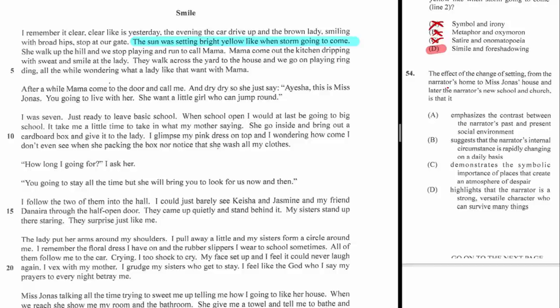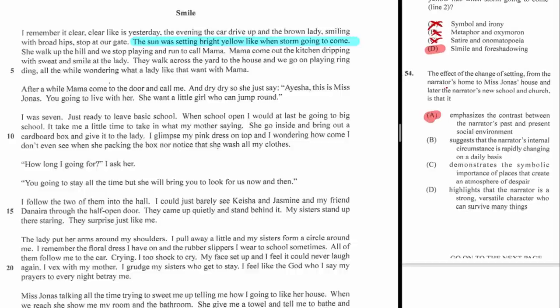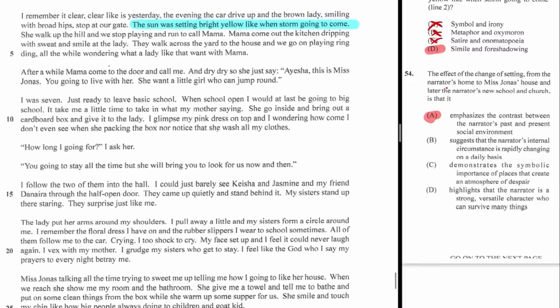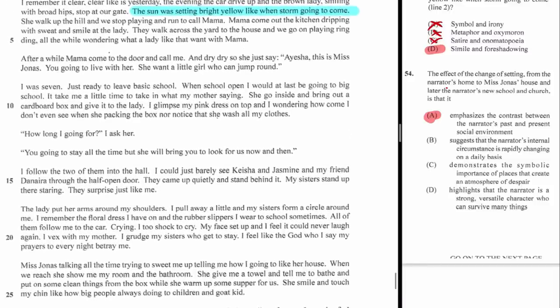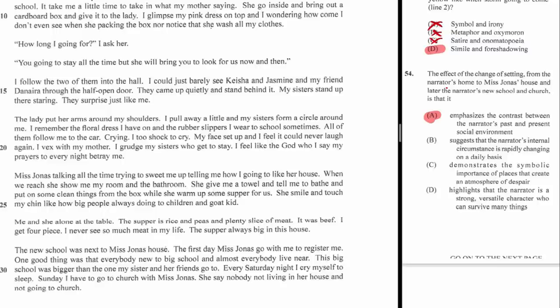54. The effect of the change of setting from the narrator's home to Miss Jonas's house and later the narrator's new school and church is that it has to be A. It emphasizes the contrast between the narrator's past and present social environment. We see the contrast as we look at the first section here, where we see the girl in the previous setting, Mama's house. But then we see that her environment changes completely when she moves in with Miss Jonas. Now she's going to a big fancy school, a big fancy church. The house is big. She's eating much bigger meals and stuff like that. So we see a stark difference between the two different lives.